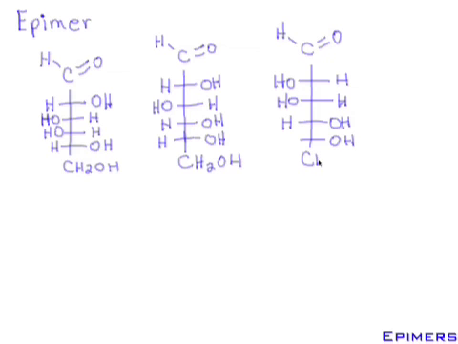So what sugars do we have here? Try naming them. What sugars? Well, the one on the left has the 2 OHs in the middle to the left. That is D, because the OH at the chiral center furthest from the C double bond O is to the right, this is D-galactose.